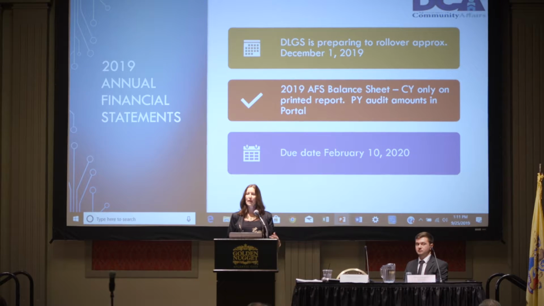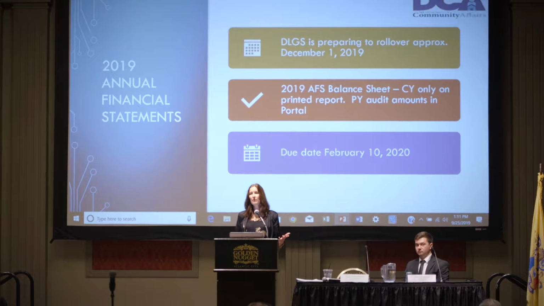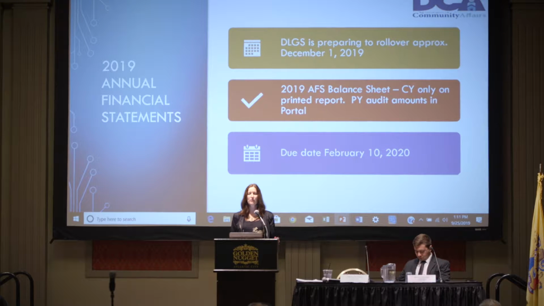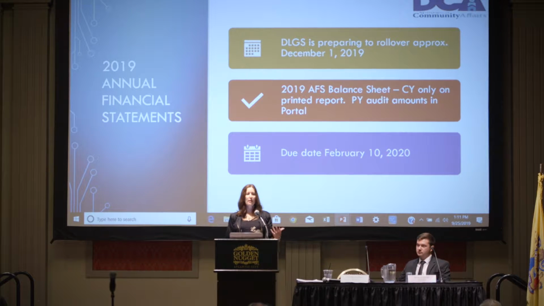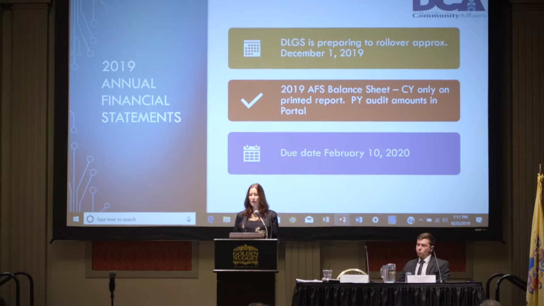This way you can start getting some of your information into the annual financial statements before the end of the year. We realize, of course, you can't finalize it, but at least you can start getting all that information and get it started. The due date is still February 10th.